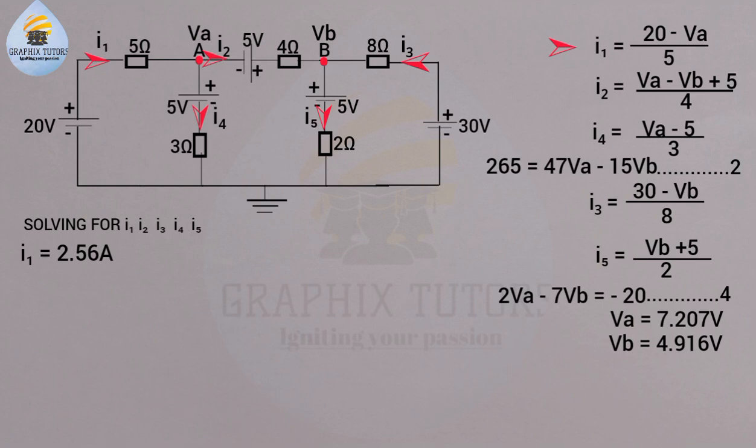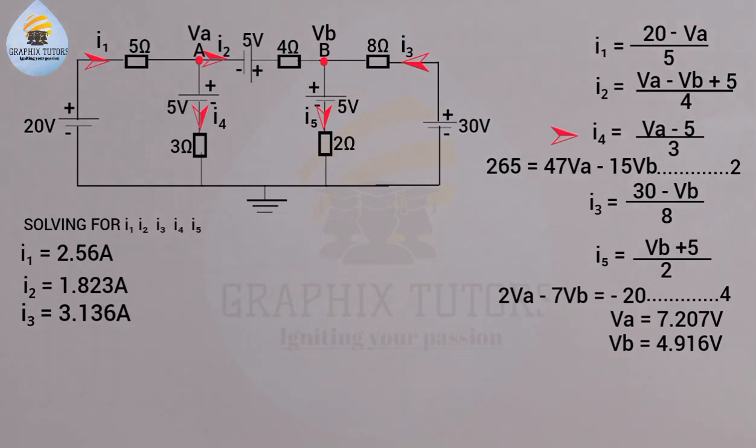Then similarly, we know the value of I2 is equal to VA minus VB plus 5 over 4. So if we put the value of VA and VB, we'll be having 7.207 minus 4.916 plus 5 all over 4, and this will give us 7.291 over 4, which is equal to 1.823 ampere, right? Similarly, I3 is 30 minus VB over 8, and this will be equals to 30 minus the value of VB, 4.916, all over 8, which is equals to 25.084 over 8, and this is equals to 30.136 ampere.